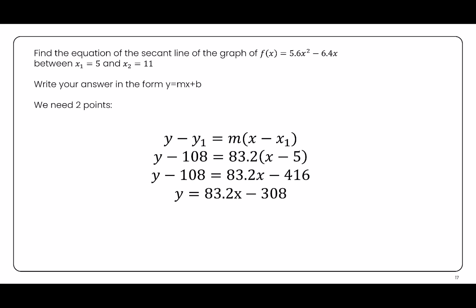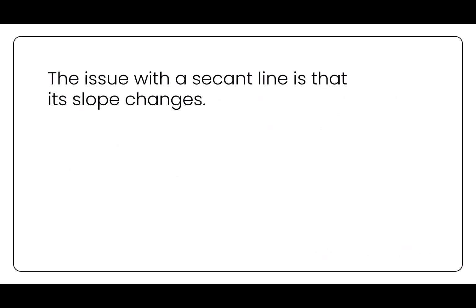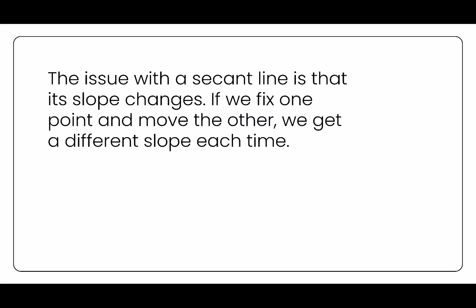Now we can graph that line with our original 2 points. As you can see, the secant line touches the graph at exactly 2 points. The issue we have with the secant line is that its slope changes. If we fix one point and move the other, we'll get a different slope each time we move the second point. Let me show you what I mean.